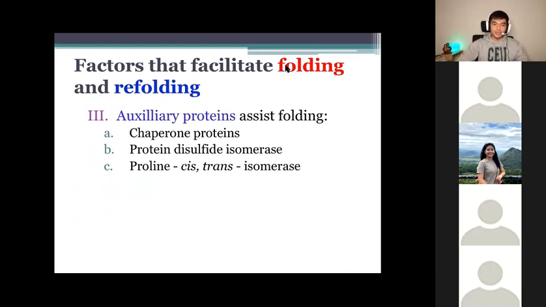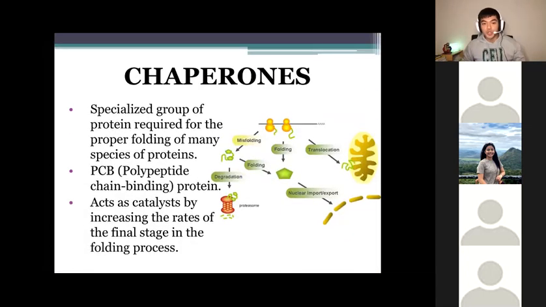Okay, so thank you. Moving on, let's have auxiliary proteins that assist folding. Remember, folding process has to be regulated because not all the time the product or the protein that will eventually be produced would be good. Kaya kailangan may nag-a-assist. Majority of the assistants are the chaperones as we discussed earlier. However, there are miscellaneous depending on their target protein such as protein disulfide isomerases and proline cis trans isomerase.